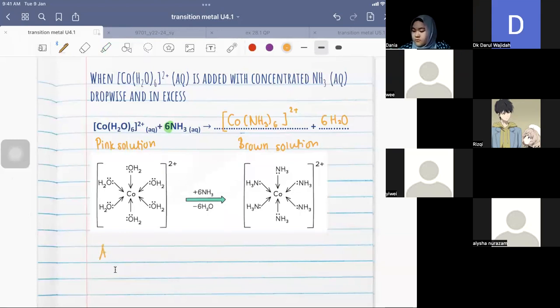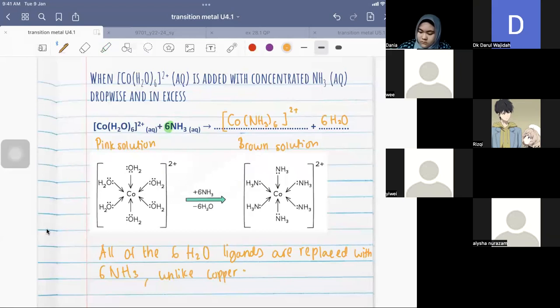Okay, so all of the 6 H2O ligands are replaced with 6 NH3, unlike copper. So please make sure you remember that, okay? It's not the same. And the color is also not the same. Well, because they are different formulas, they are different substances, not the same chemical. So you would expect the appearance will also be different.